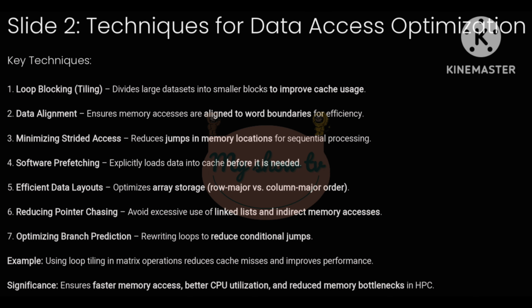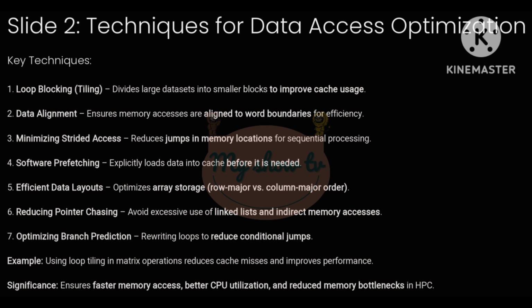Slide 2. Techniques for data access optimization. Now that we understand the importance of efficient data access, let's explore techniques to achieve optimal memory performance. Key techniques explained. 1. Loop blocking, tiling. Large datasets don't fit entirely in cache. By breaking them into smaller tiles, we can ensure that only small chunks are loaded at a time, maximizing cache reuse.